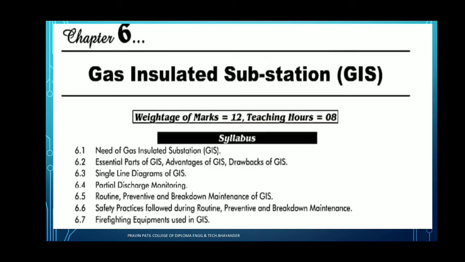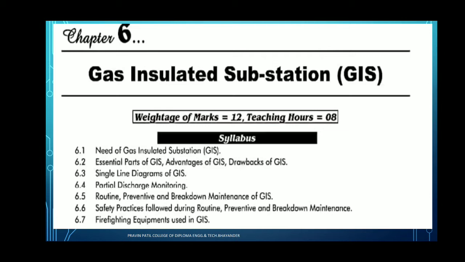Chapter number 6, Gas Insulated Substation, that is GIS. So we have to see the syllabus and content of this chapter. First, the need of the gas insulated substation. Then we have to see the essential and main parts of the gas insulated substation. After that, the advantages of gas insulated substation. Then drawbacks of the gas insulated substation.